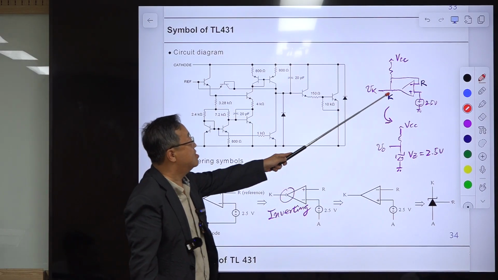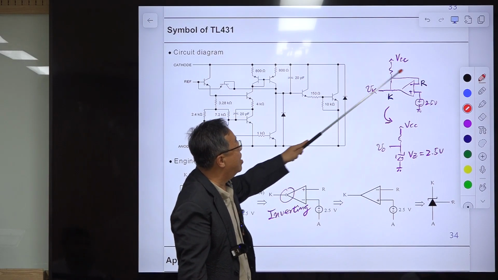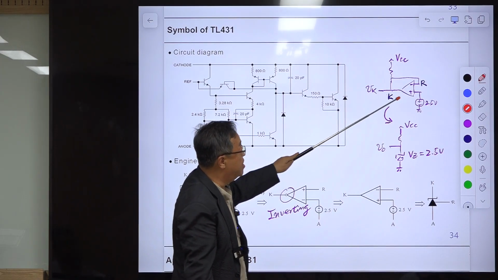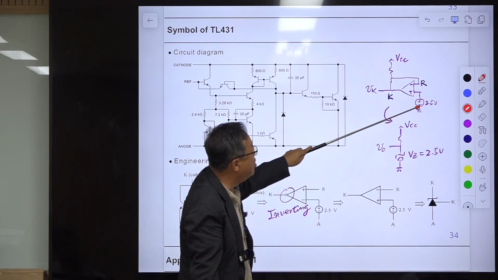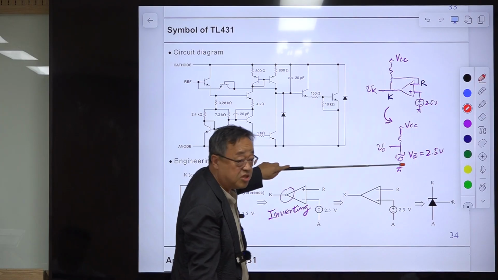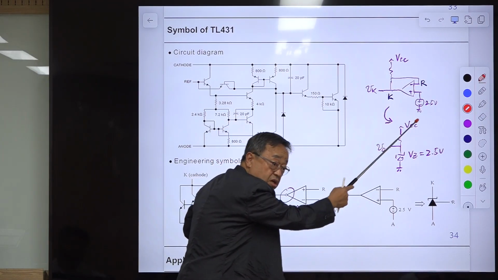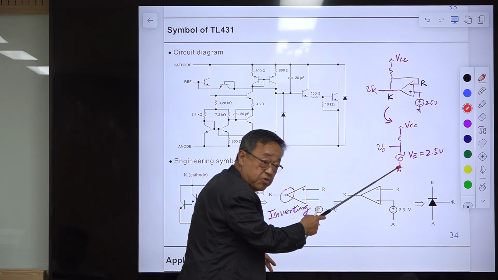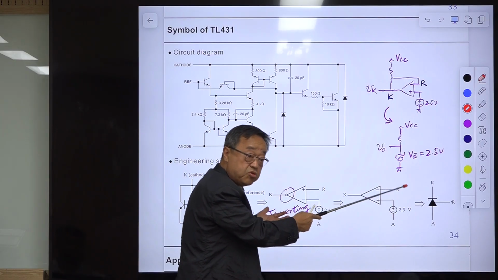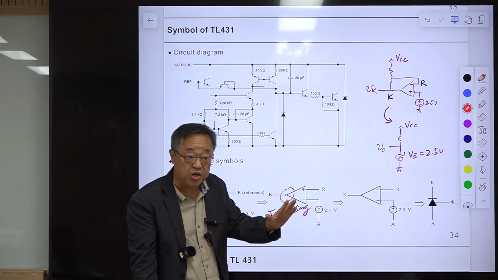If you connect in this manner, then R and K are connected. Then it becomes a unity gain buffer. Then that is the same as this one. Okay? Because this is one voltage source, which shows Zener diode like behavior.